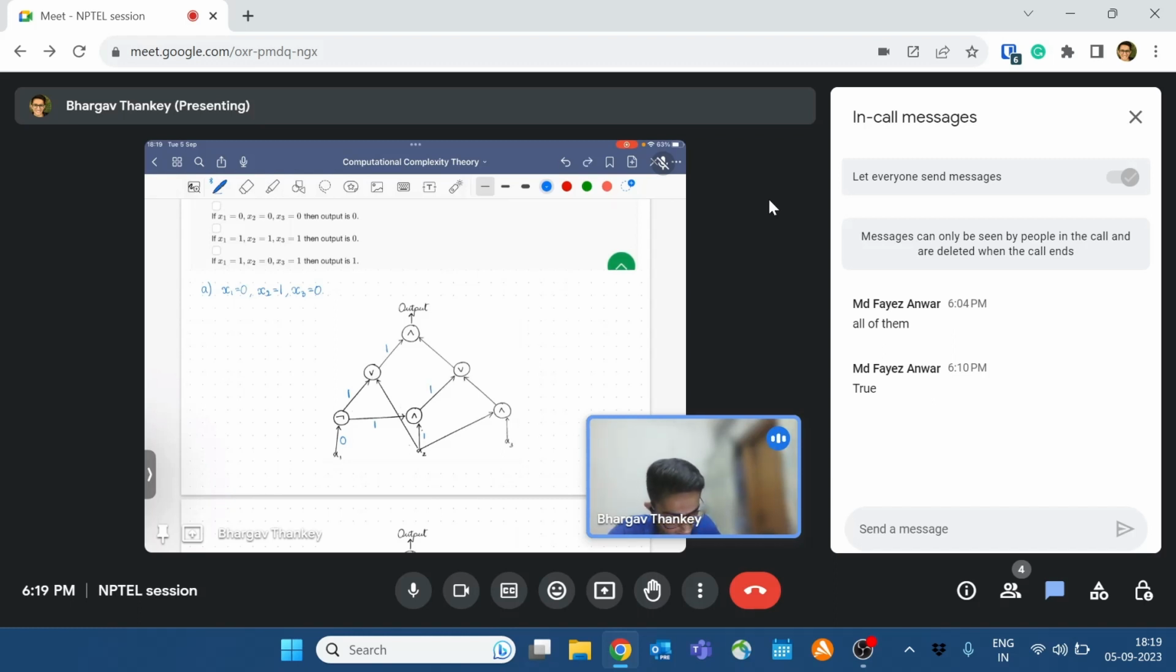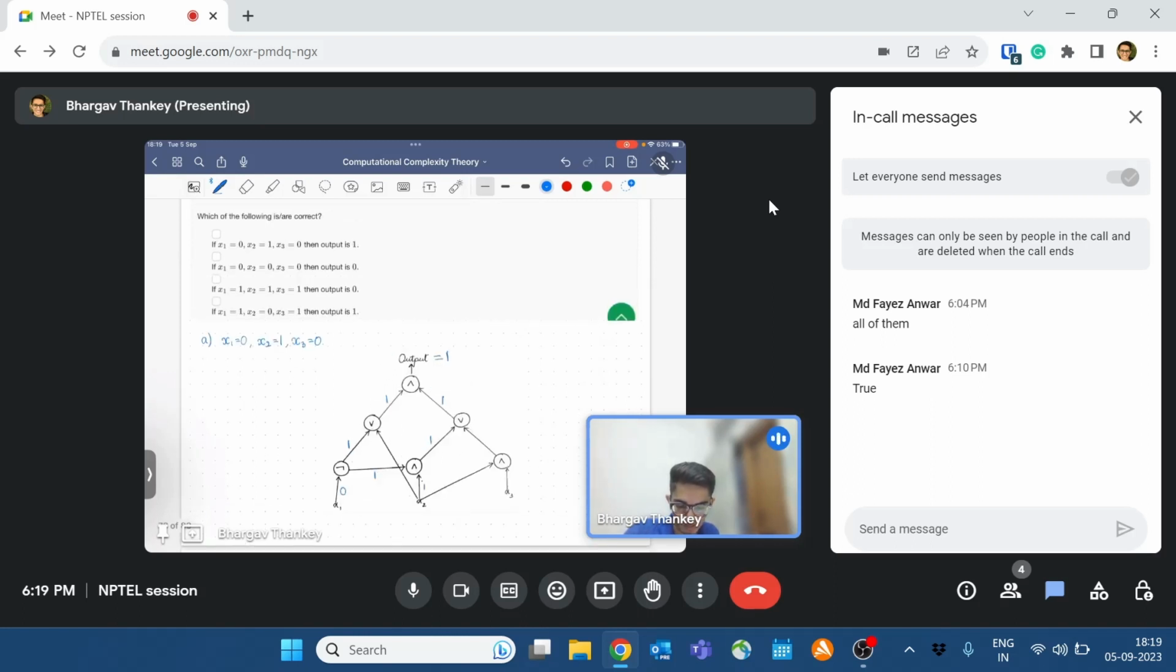Okay, so we don't even need x3. So over here, we have an OR gate, and one input of the OR gate is 1. So this is 1, and the output itself is 1, right? So when x1 is 0, x2 is 1, and x3 is 0, we get the output is 1. So option A is true.